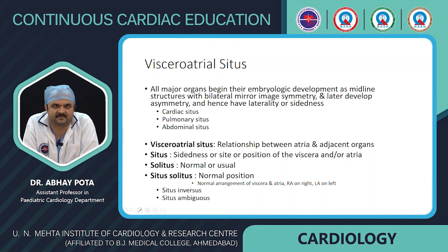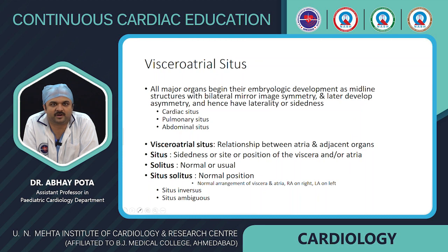Next is situs. All major organs begin their embryonic development as midline structures with bilateral mirror image symmetry and later develop asymmetry, and hence they have laterality or sidedness. This laterality or sidedness is basically situs. Situs means sidedness. Three types of situs are possible: cardiac situs, pulmonary situs, and abdominal situs. Cardiac situs means cardiac structures are not bilaterally symmetrical, they are asymmetrical. Pulmonary situs and abdominal situs also mean that their structures are not bilaterally symmetrical.